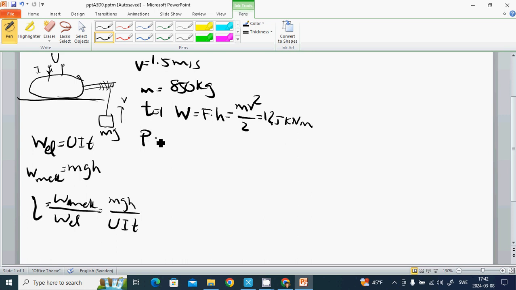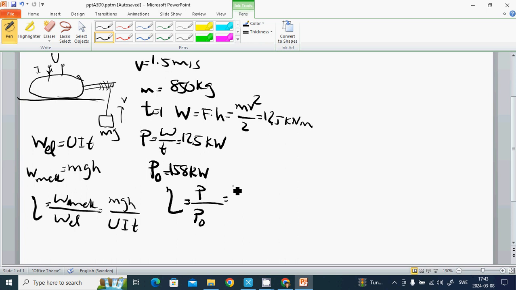And the effect, what is the effect of the elevator? It is W divided by T, it is 12.5 kilowatt, and then the efficiency. P zero of the elevator's motor is 15.8 kilowatt. Then efficiency equals P divided by P zero. It is 12.5 divided by 15.8, and it equals 0.79, or 79%.